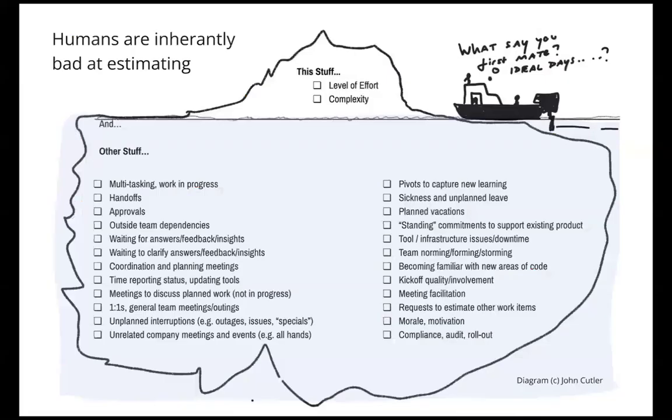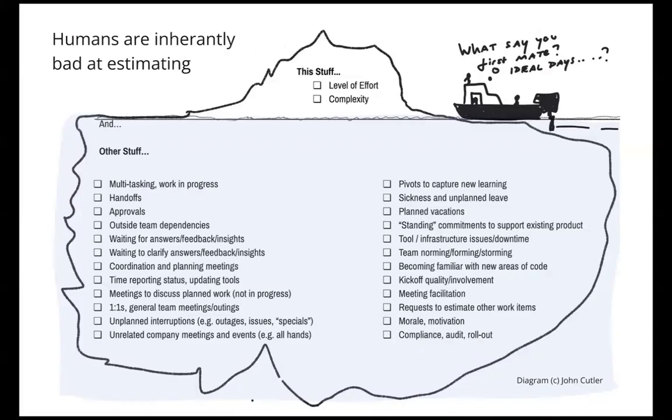All right, so let's talk for a quick moment about estimation. We humans are inherently bad at estimating. If we want to be able to estimate upfront and say this is how big a piece of work is, really there's no correlation between what our estimate was and how long the work took. And that has a lot to do with what's on this chart.